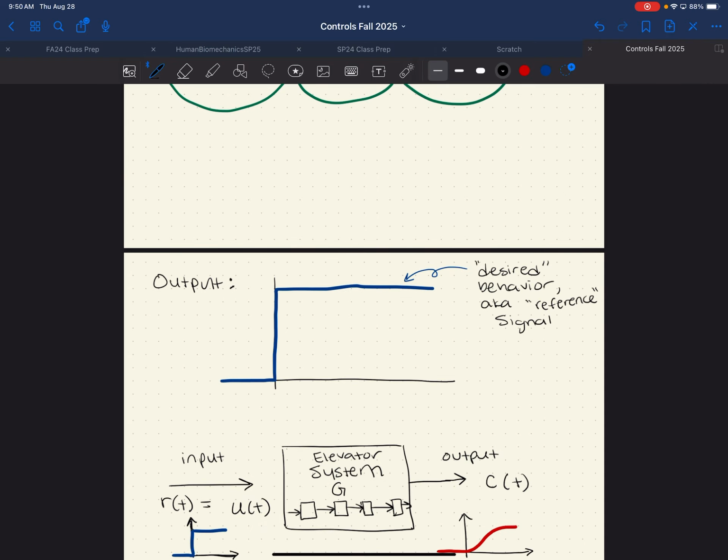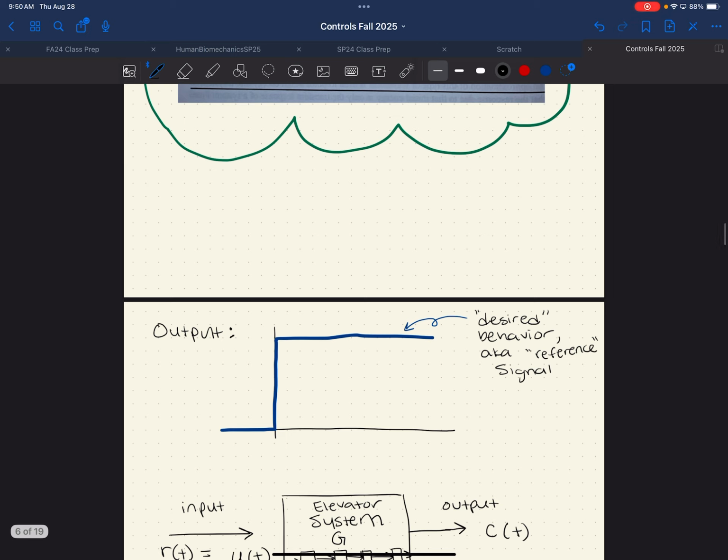All right, so I said our output is not the same as this nice square input function. Our output has to obey the laws of physics, which says that elevators don't apparate and disapparate all over the place, if you're a Harry Potter nerd like me. In fact, they do a slower rise, and they will maybe slow down as they approach the goal position. Okay, so the blue line here is desired. Red line here is what actually happens, so we'll say actual behavior.